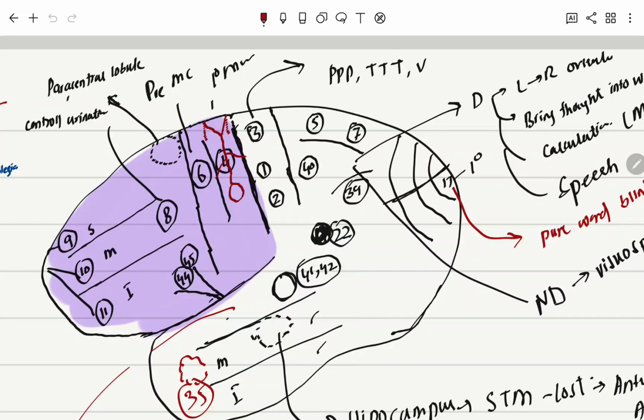So let's talk about what happens when the blood supply of a specific lobe is hampered. So what's going to happen? So let's discuss the features of that.